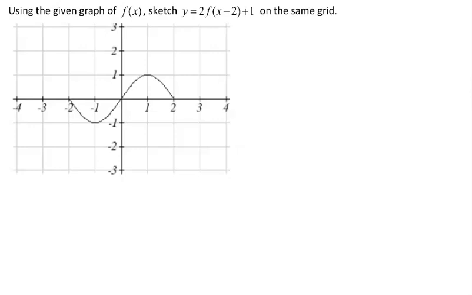So let's split these into two different categories, horizontal changes and vertical changes. So first let's think about the types of horizontal changes that have happened. Horizontal changes come from things that happen on the inside of the function. So here I'm looking at that minus 2 on the inside, and the inside always feels a little bit backwards. So having a minus 2 on the inside actually will shift our graph 2 units to the right. So a minus goes to the right, a plus would go to the left.